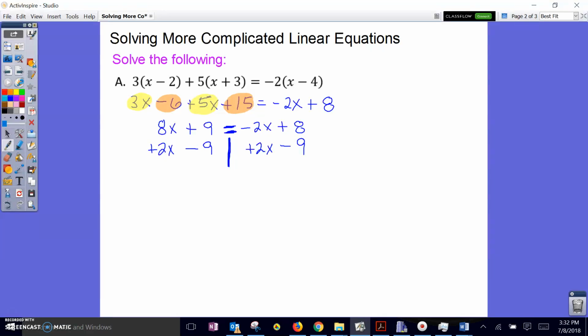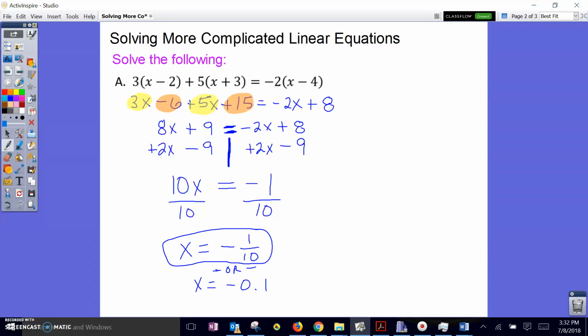So on the left-hand side now, I've got 8x plus 2x gives me 10x. The plus 9 and minus 9 cancel each other out. The minus 2x and the plus 2x cancel each other out. And plus 8 and minus 9 combines to make minus 1. And now we can get our x's by just dividing both sides. And we end up with x equals negative 1 over 10. Or if you like decimals, negative 0.1. Either one of those is an acceptable final answer.